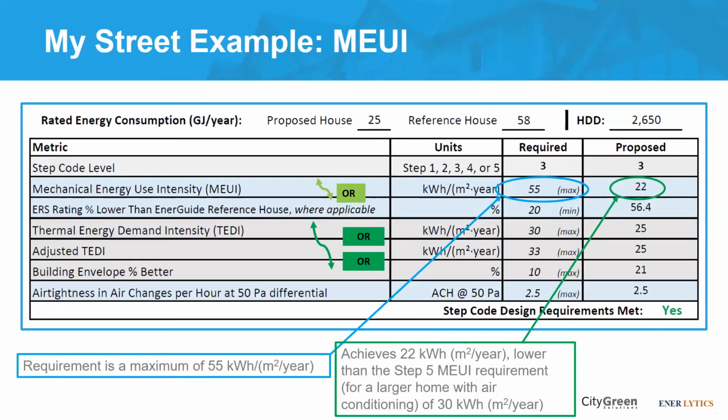And again, the builder for these components has two options to pass. In this particular case, it's passing on both. The requirement is 55 maximum. They achieve that by having 22. If the builder was not to pass on the MEUI, they would still have the option of being able to pass on the under-guide rating system lower than reference house metric.